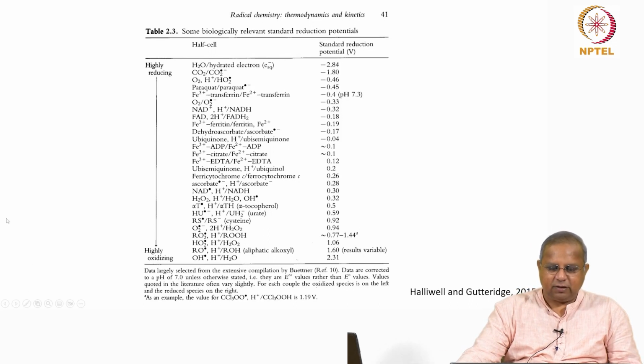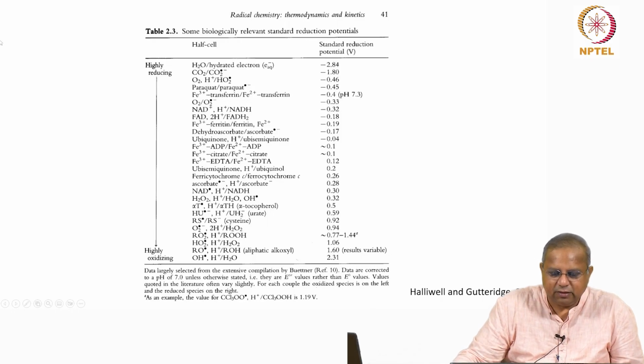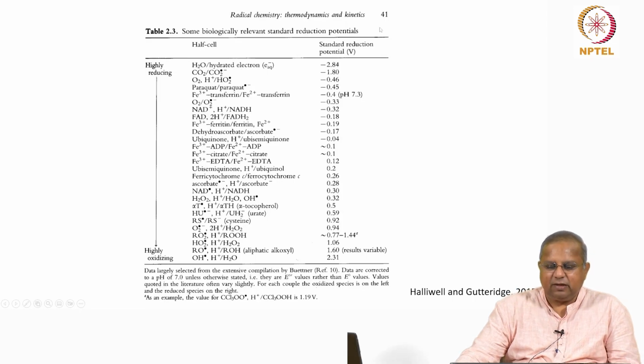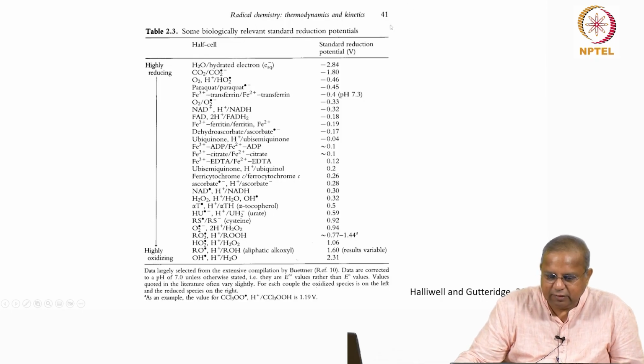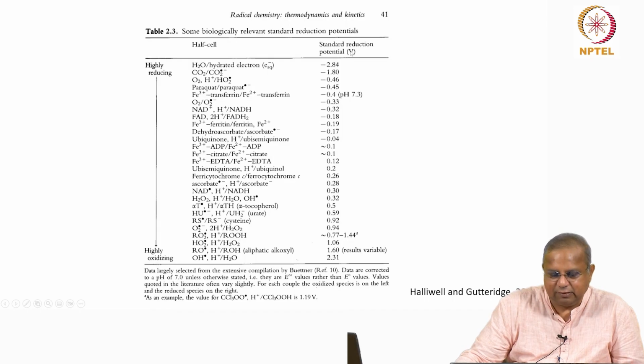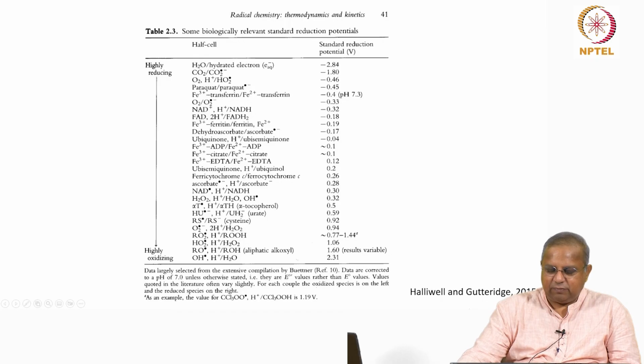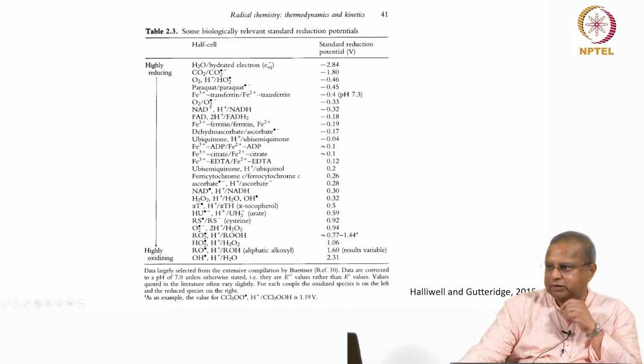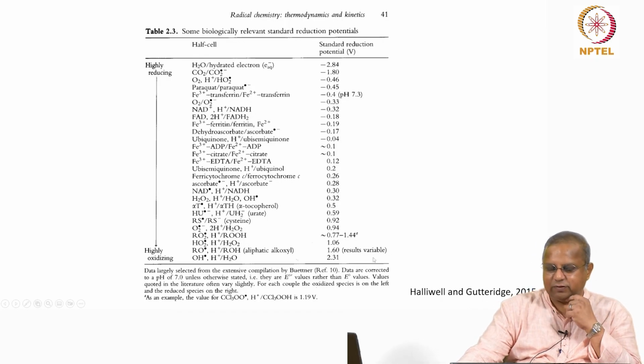So, here you could see the half cell written as species slash species, reduced species, oxidized species, and the standard reduction potential, this is the E naught dash at pH 7. So, all these values are given. Okay. So, this is from your textbook, the most recent edition of it, the 5th edition.